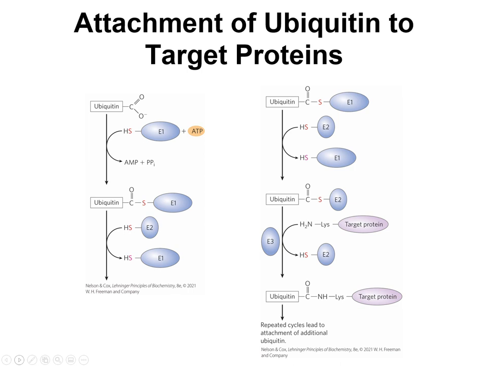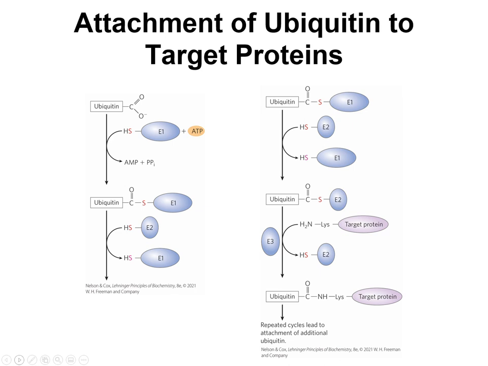So the first thing that has to happen is you have to attach ubiquitin to a target protein. And there's still a lot of research going on to understand what it is exactly about a protein that labels it, that the system says, hey, we need to tag this thing for degradation.